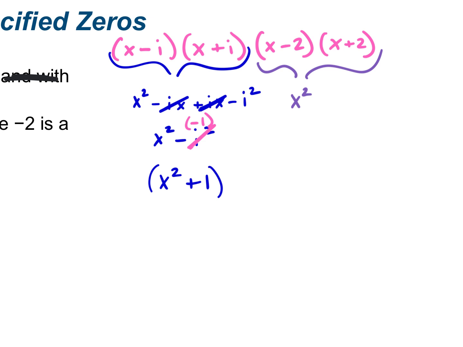X squared plus 2x minus 2x minus 4. So we get x squared, 2x minus 2x will cancel. So x squared minus 4.